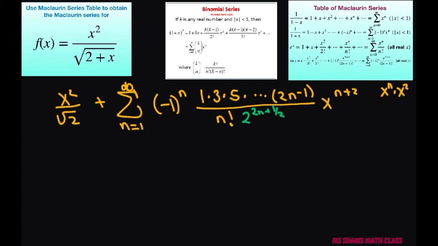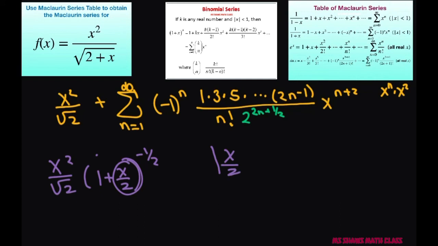And now all we have to do is find the radius of convergence. So before we had x squared divided by square root of 2 times 1 plus x divided by 2 to the power of negative 1/2. So you're looking at this x: take the absolute value of x divided by 2, and that must be less than 1 for convergence. That means the absolute value of x is less than 2 when you cross multiply. So your radius of convergence is 2.